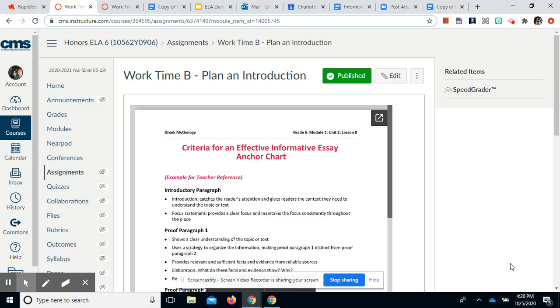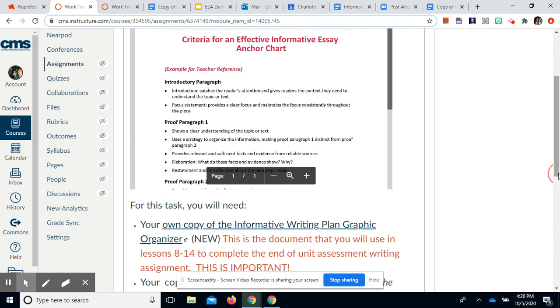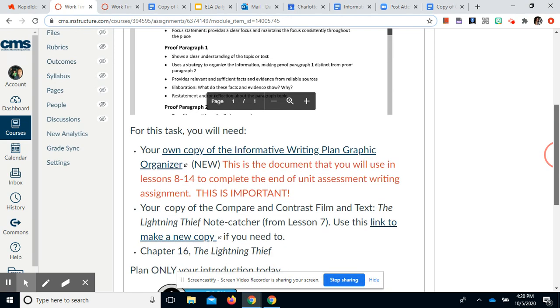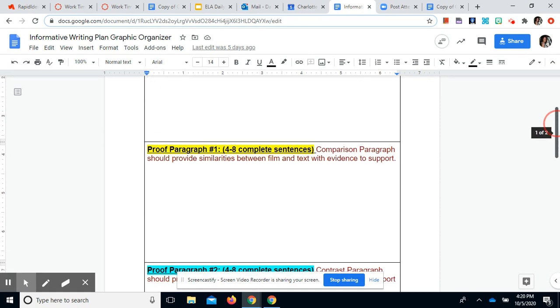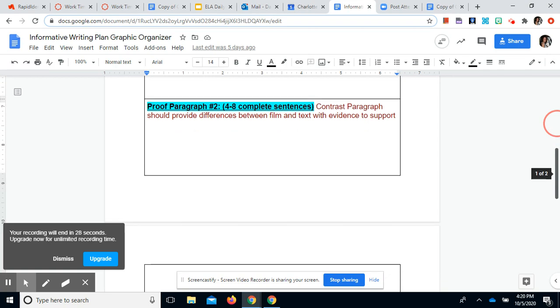Work time B, plan an introduction. So we've got a chart here telling us that the introductory paragraph needs to catch the reader's attention, have a good hook, give readers the context they need to understand the topic or text, so that's the background, and then a focus statement, providing a clear focus to maintain throughout the writing. Right here, you are going to click to make your own copy of the Informative Writing Plan Graphic Organizer. It is going to look like this. This is what you will use for all of our writing lessons to come.